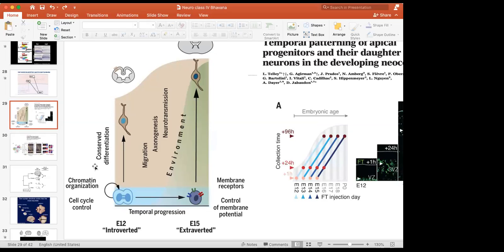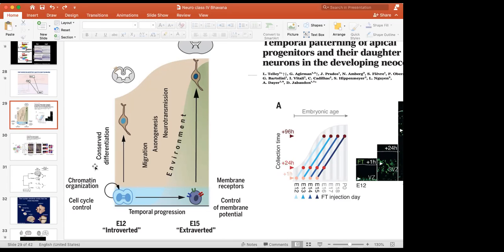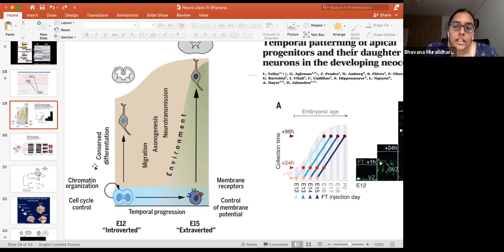And in terms of novelty of this study, what I understand is that what makes this novel is that they used this FlashTag injection. Absolutely. Before this, you couldn't have distinguished a ventricular from a subventricular progenitor. You could FACS purify it still, but it's highly difficult because you're working with a highly mixed population.